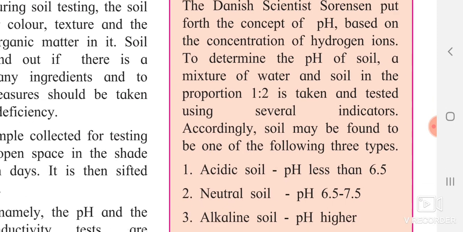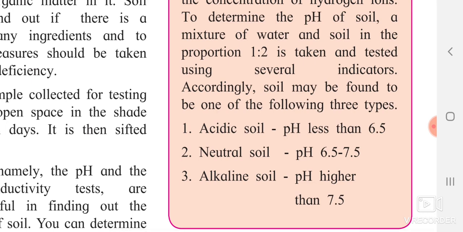Acidic soil. Acidic means what? When the pH is less than 6.5. If it is less than 6.5, the particular soil is acidic. Neutral means what? It should be normal, nothing varying. The pH should be around 6.5 to 7.5. That time it is neutral. And alkaline means the pH is higher than 7.5.